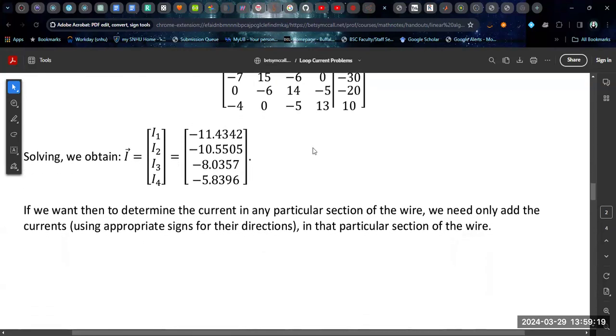Now, when you solve this particular example, you should end up with the following currents. And then again, if you want to determine the current in any particular section of the wire, you need to add the currents together with appropriate signs for their directions in that particular section of the wire. So where the I1 and I2 currents are flowing in opposite directions, you would add them together by flipping one of the signs, depending on your convention about the direction of flow.